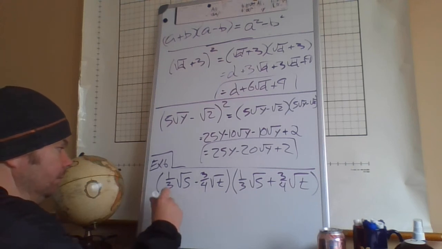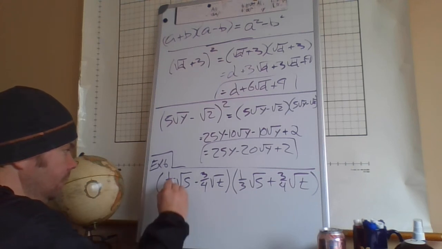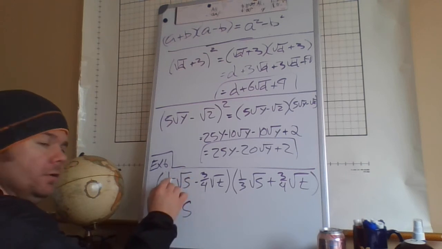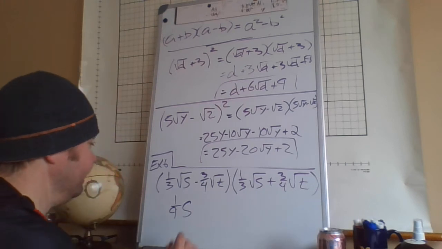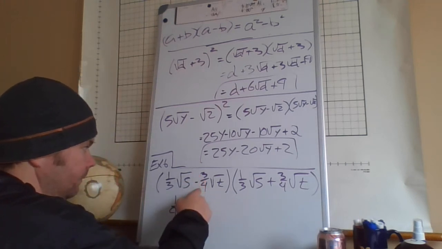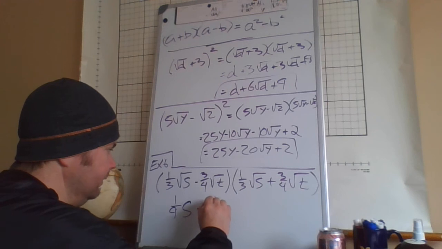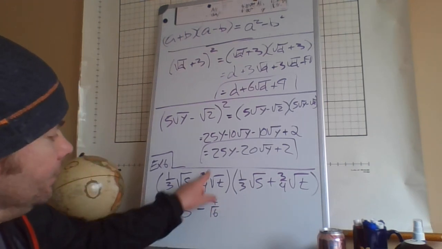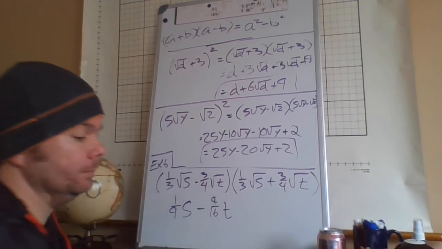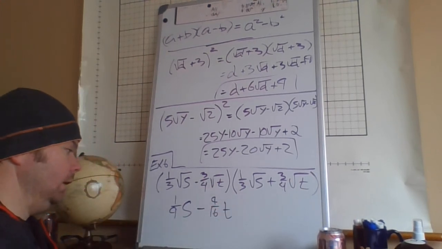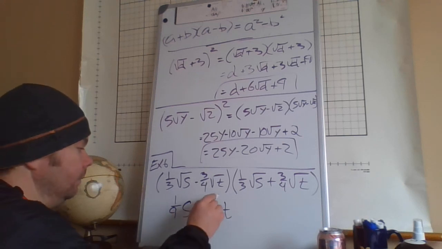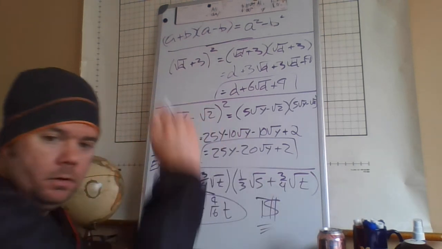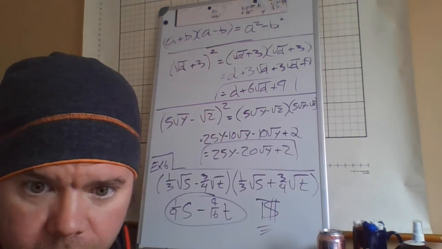I can square the first term, which is 1/9 s. 1/3 times 1/3 is 1/9. The square root of s times the square root of s is s. Minus 3/4 to the second power, which is 9/16. The square root of t to the second power is t. These are not like terms, so that is a wrap. Page 4 is next.